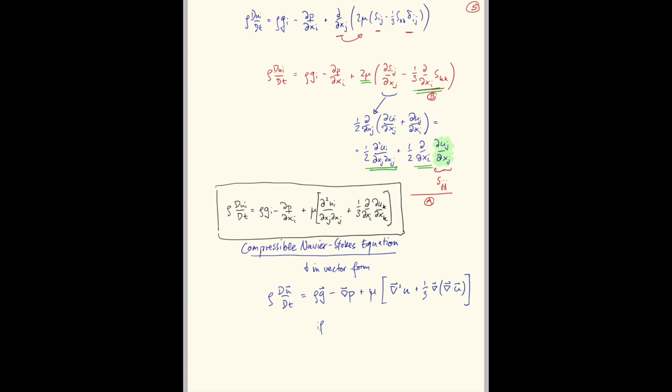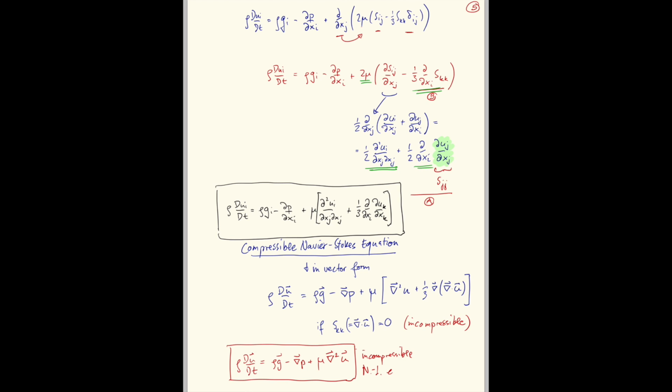And if Skk, which is equivalent to the divergence of u, is 0, then we have an incompressible flow, and our incompressible Navier-Stokes equation is simply given as rho du dt... so this is our incompressible Navier-Stokes equation.